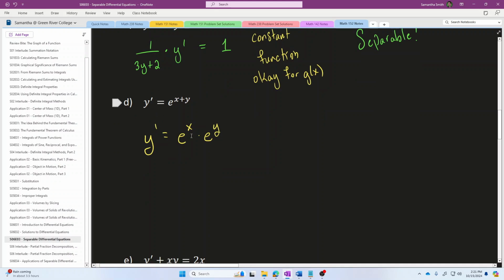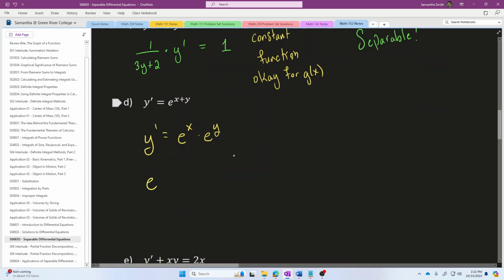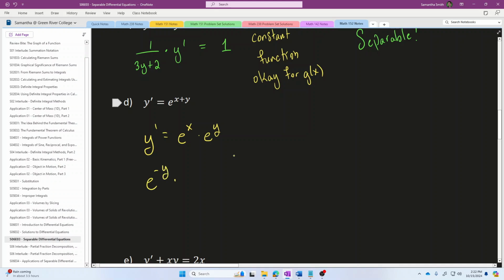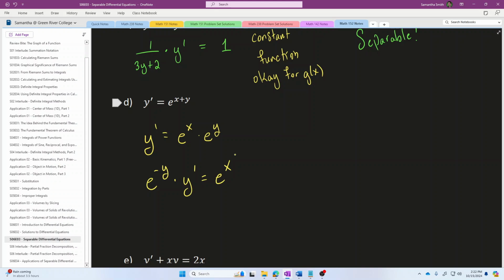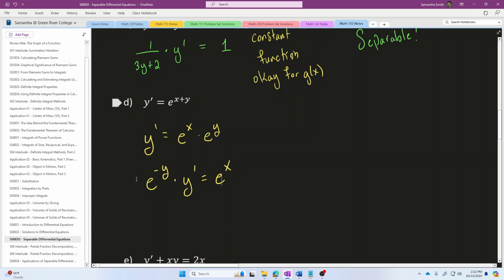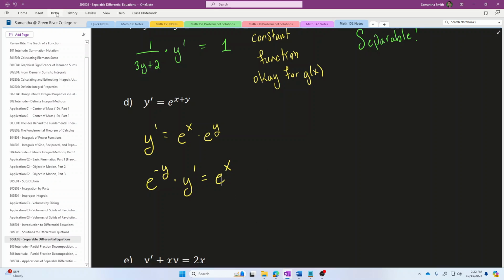And now that I've done that, I can divide both sides by e to the y and rewrite this as e to the negative y times y prime equals e to the x. And I have rewritten this in exactly the correct format, e to the minus y, a function of y only, multiplied by y prime is equal to a function of x only. It's separable.